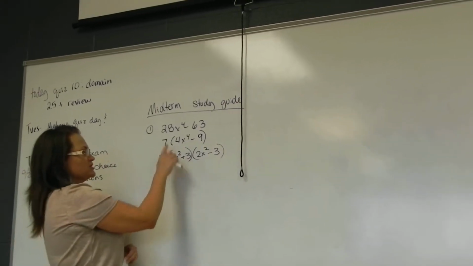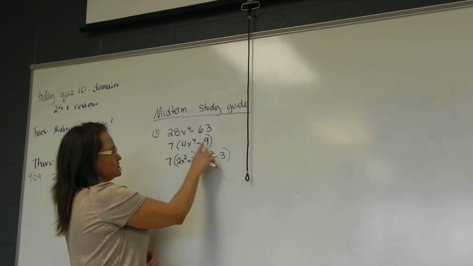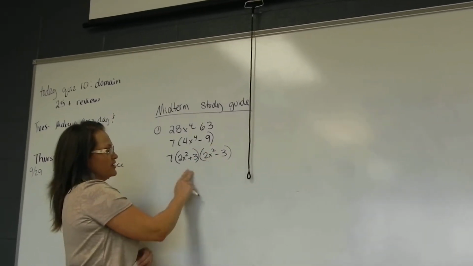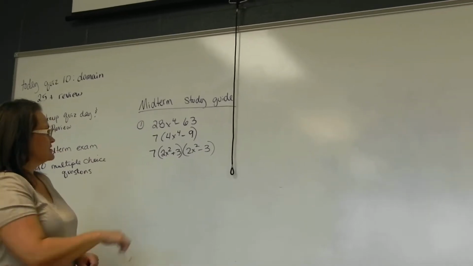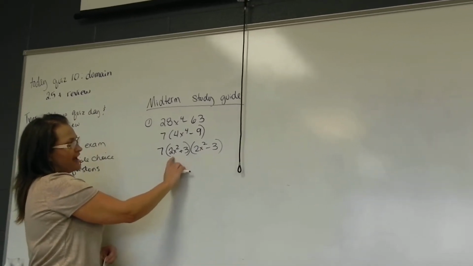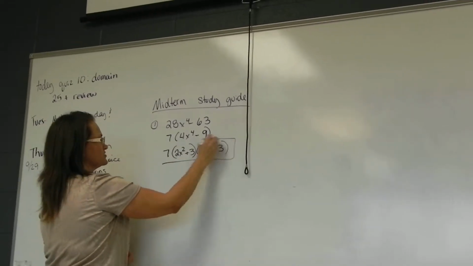Notice that 2x squared times 2x squared would be 4x to the 4th. The last would be negative 9, and the inner and outer terms would drop out because they're the same, with different signs. 7 just hangs out. You cannot factor that any further. There's no way to break those down, so that is your answer.